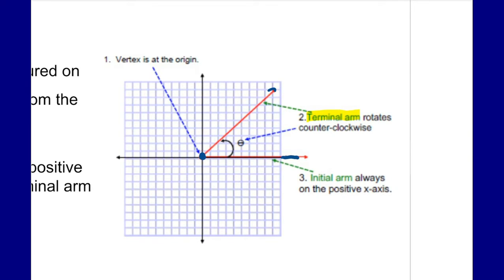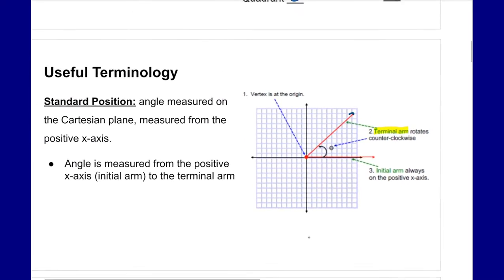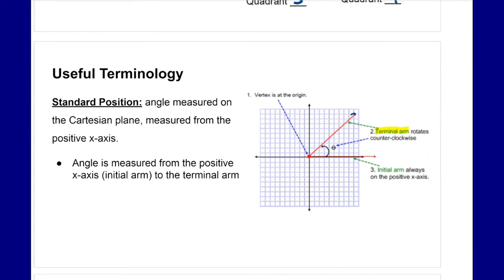Now you might be thinking, okay, well, how does this apply to trig? It just looks like we're dealing with angles. We'll take a look at that in a second. But again, just the understanding of what standard position means. Basically, we're looking at an angle that's formed from the positive x-axis to another line rotated counterclockwise.